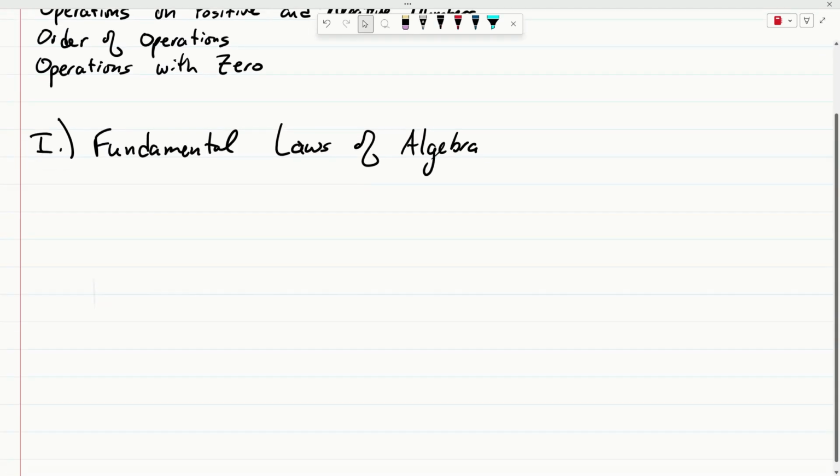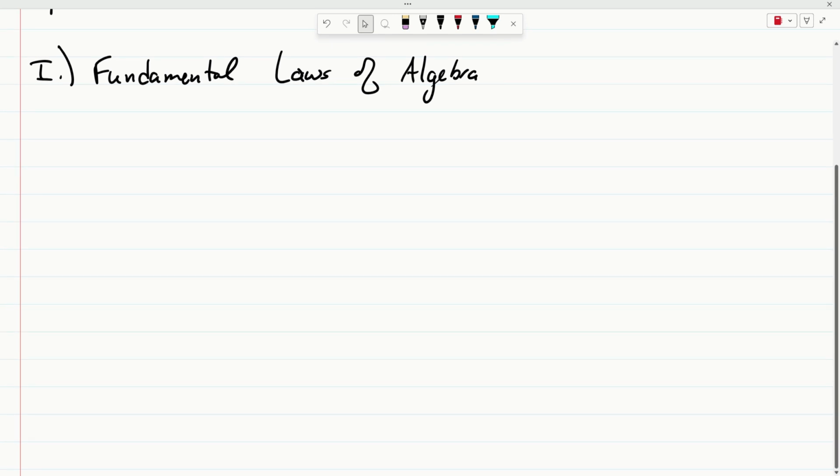Now, maybe you forgot what these are, but I'm here to review them with you. They're actually very simple, so we're going to go through them kind of quickly. We're going to be using literal numbers to demonstrate these laws along with a little example. So the first are the commutative laws.